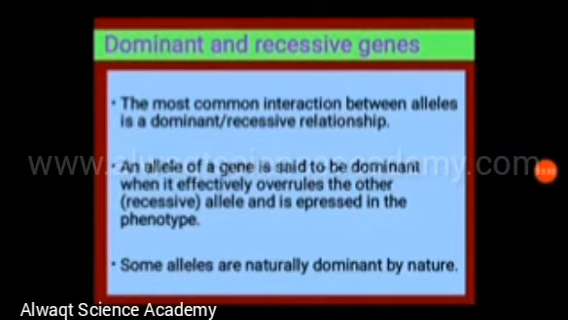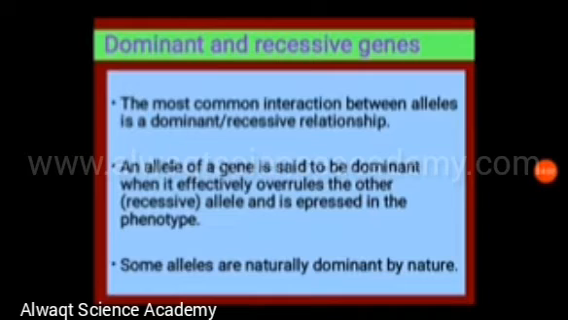The normal interaction between alleles is the case of dominant and recessive relationship. An allele of a gene or a trait is said to be dominant when it effectively overrules the other allele and is expressed in the phenotype. What do I mean by this?